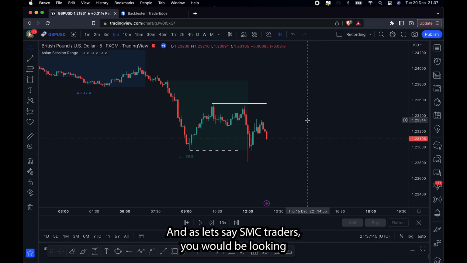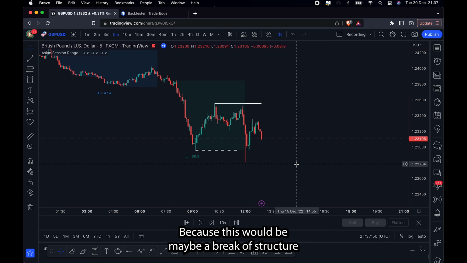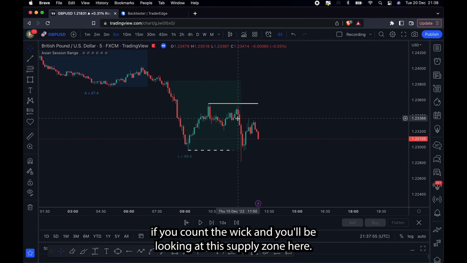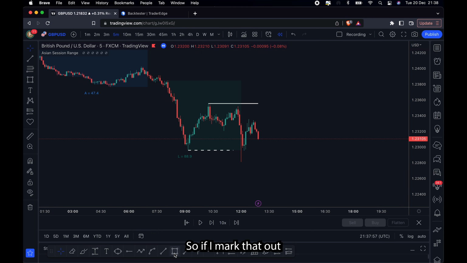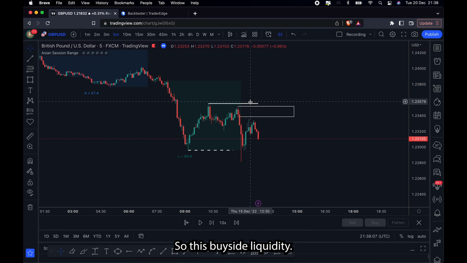And as, let's say, SMC traders, you would be looking for a selling opportunity, right? Because this would be maybe a break of structure if you count the wick, and you'd be looking at this supply zone here. So if I mark that out as a possible sell idea, but you would be cautious of the liquidity above it, so this buy side liquidity.